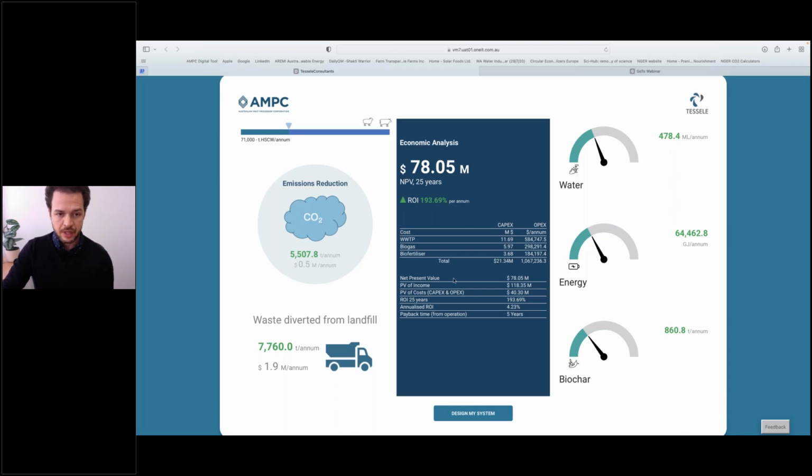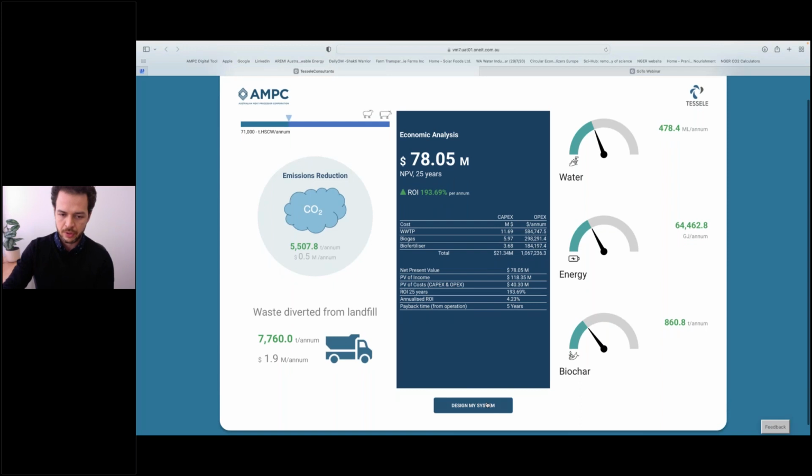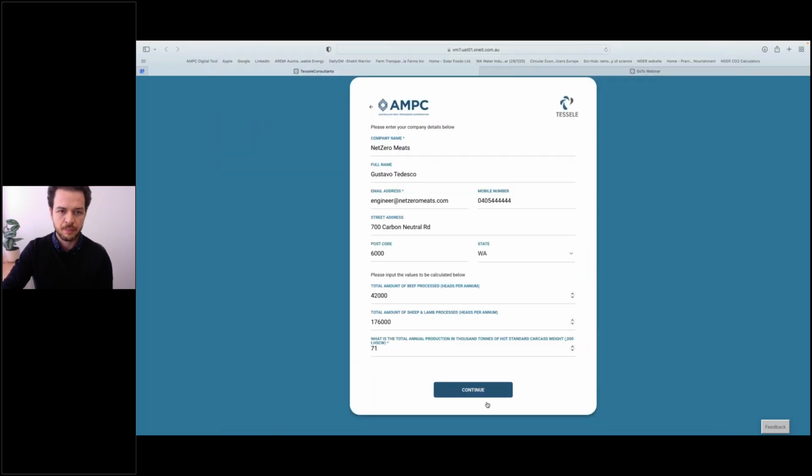And then the user has an option to continue and design their own system. So we'll go ahead and click on Design My System. The following page will be to enter the details. So here, company name, name of the user, email address, mobile number, street address, postcode, state. And there is also the option to enter the amount of heads processed per annum in beef, sheep, and lamb.